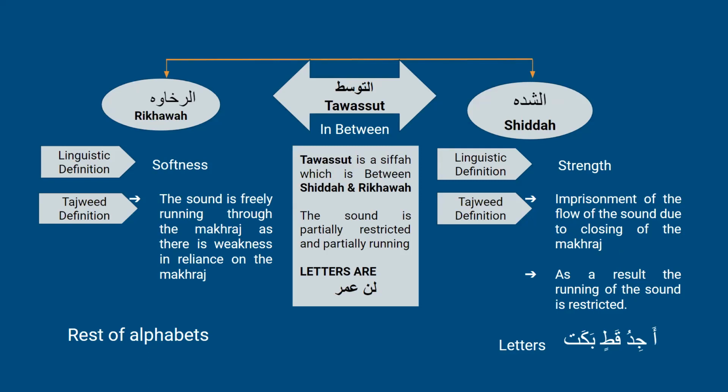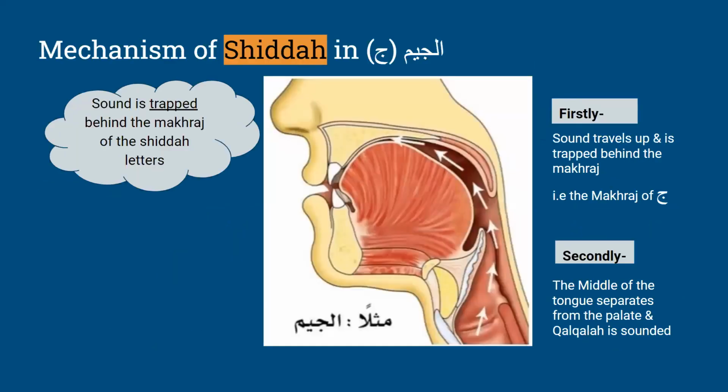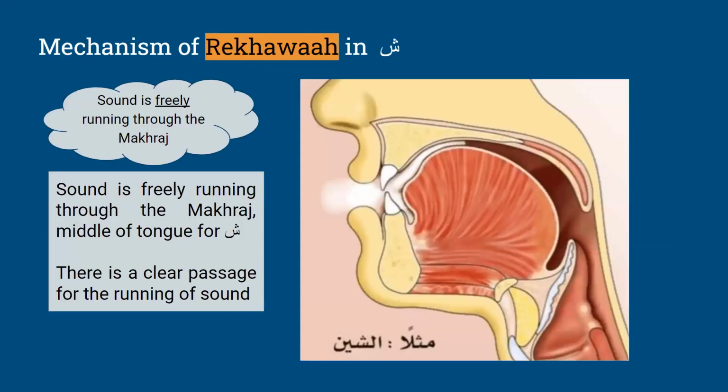That's due to shiddah. Opposite to that is the rekhawah. Let's see how the makhraj is open. The sound can run freely. There is no restriction. There is no obstruction to it. So we have the example, the mechanism for rekhawah in the letter, let's say for example, the sheen. Sound is running through, so the sound is freely running through the makhraj.